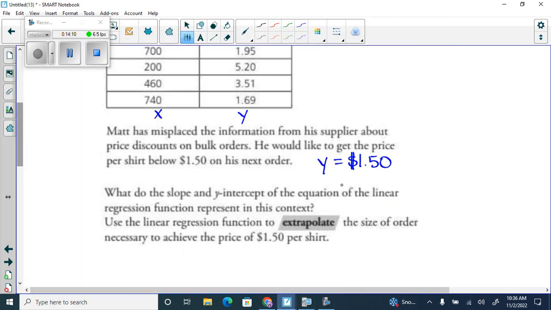What in yours doesn't do that? Pardon? How did you get that? Because even when I grab the intersect, it's not giving me the answer. Are you putting $1.50 into your Y2?